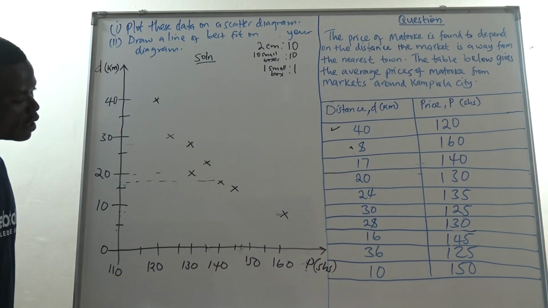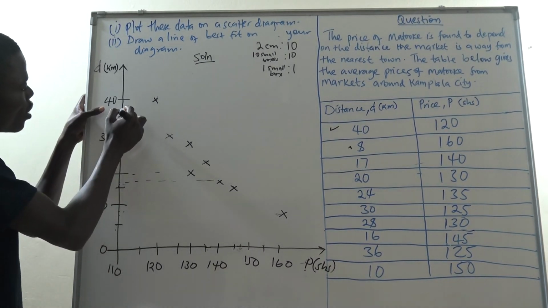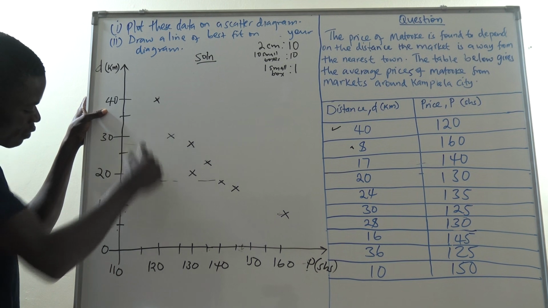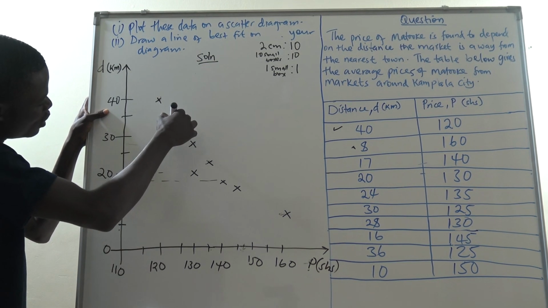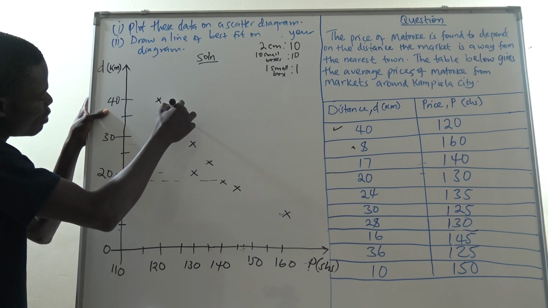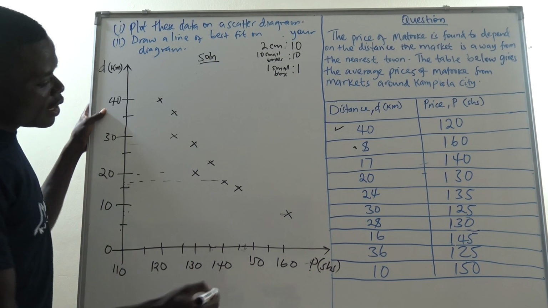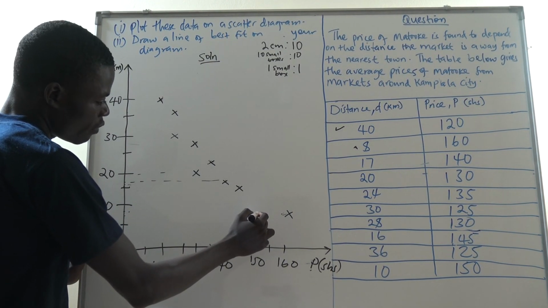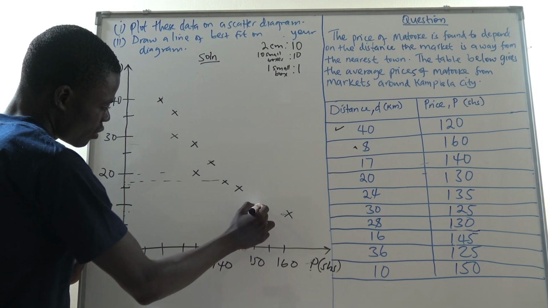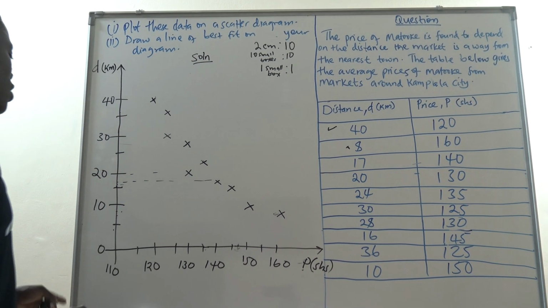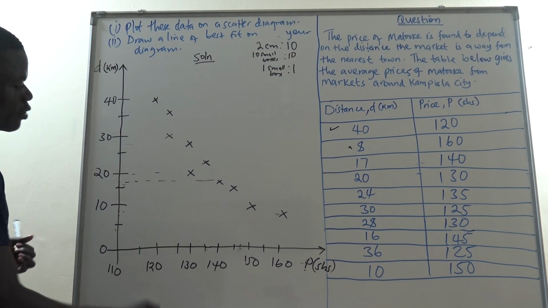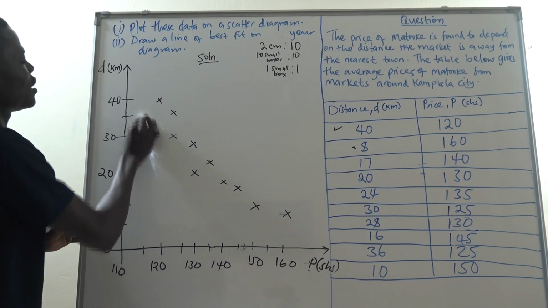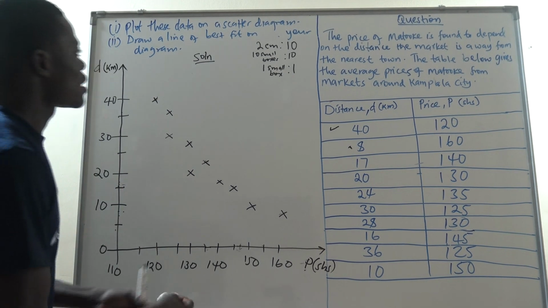Against 145, and then we have 36, which is here, against 125. This one, 36, will be exactly above this. Then the last one we have is 10 against 150. 10 will be slightly above this. So we are done with our plotting. There you get your marks for plotting the scatter diagram, as part 1 is saying. So you have finished plotting the scatter diagram.